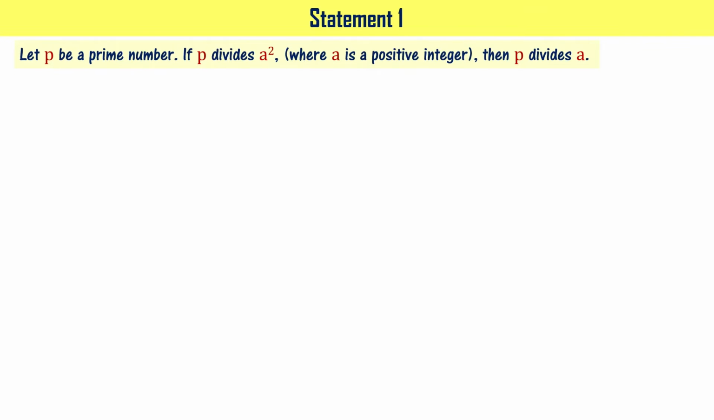That is called statement 1 in this particular chapter. Let P be a prime number. If P divides A square, where A is a positive integer, then P also divides A. Please note this. P is a prime number. If P divides A square, then P divides A also. This is the statement. Let's prove this now.